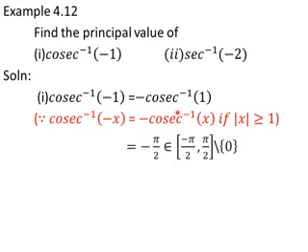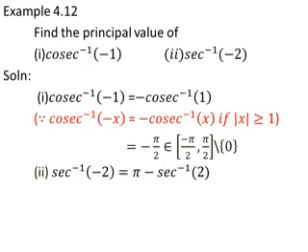Now it is equal to minus cosecant inverse of 1, which is pi by 2. So minus pi by 2 lies in this interval. That is, this is the range of the principal value of cosecant inverse function. So after finding the answer, you have to see whether it lies in this interval. So minus pi by 2 belongs to the closed interval minus pi by 2 comma pi by 2, difference singleton 0. So this is the answer.